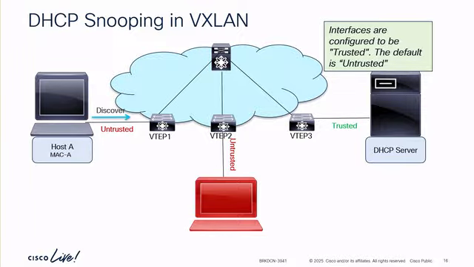The discover message, remember DORA? It came from the host. It comes to the first switch, which is VTEP 1. What does VTEP 1 do? Remember, it has DHCP snooping configured. It should send it only on the trusted interface.